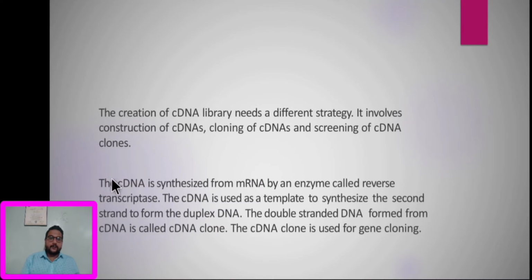Now the cDNA is synthesized from the mRNA by an enzyme called reverse transcriptase. This you all know about. That reverse transcriptase enzyme is used to construct the complementary DNA. Now this cDNA is used as the template to synthesize the second strand to form the duplex DNA. Then the double stranded DNA formed from the cDNA is called the cDNA clone. This cDNA clone is used for the gene cloning method.